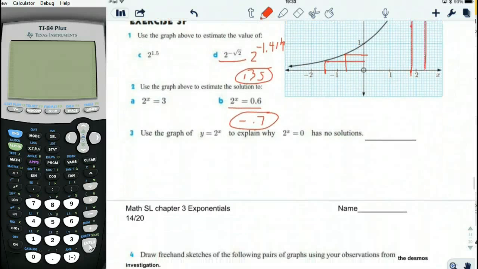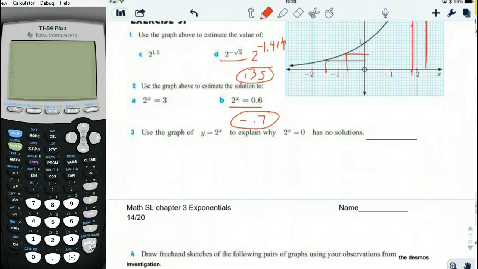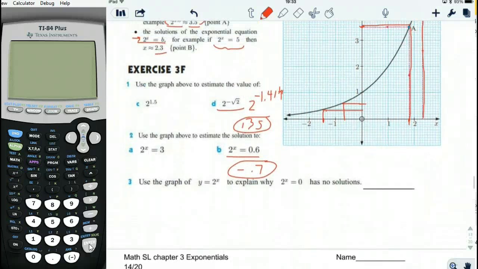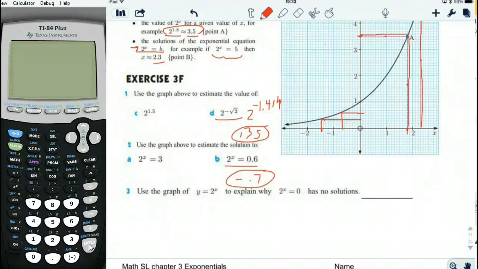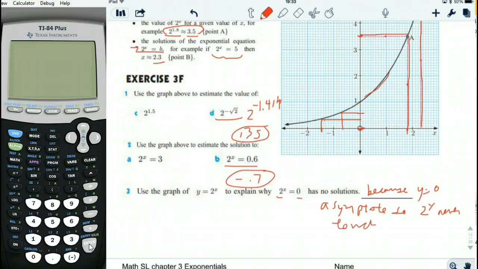Maybe. Okay, use the graph of y equals 2 to the x to explain why 2 to the x equals 0 has no solutions. 2 to the x equals 0 is when y equals 0. That's right here. When is the exponential curve equal to 0? Well, actually, it never is, because it's an asymptote. It just approaches it and never touches it. So you could write: because y equals 0 is an asymptote, 2 to the x never touches it. Something like that.